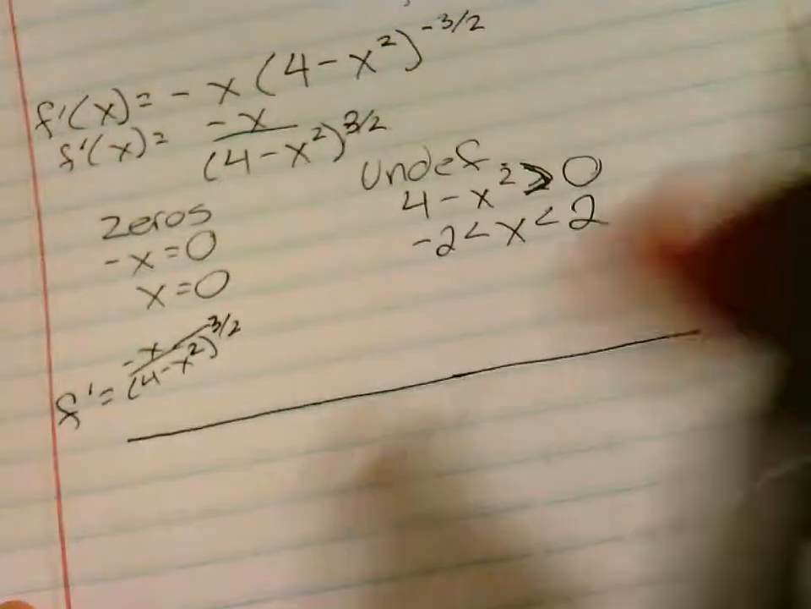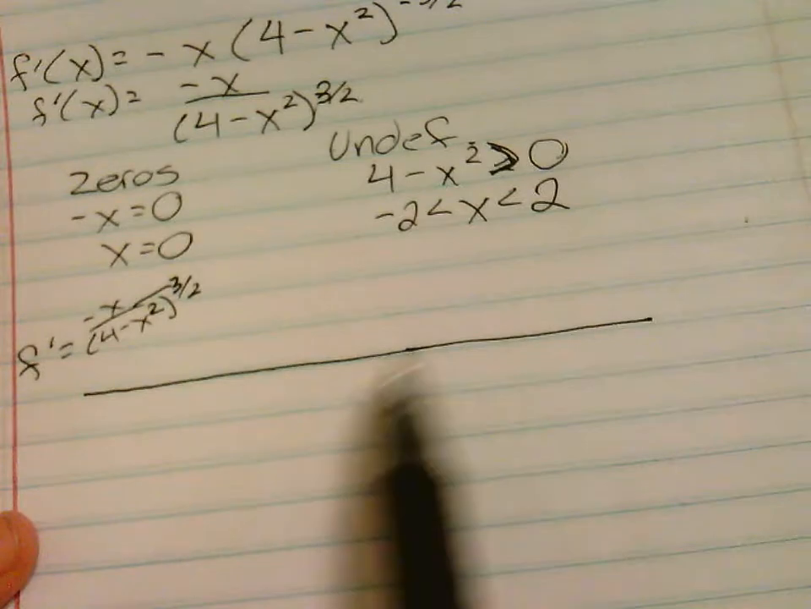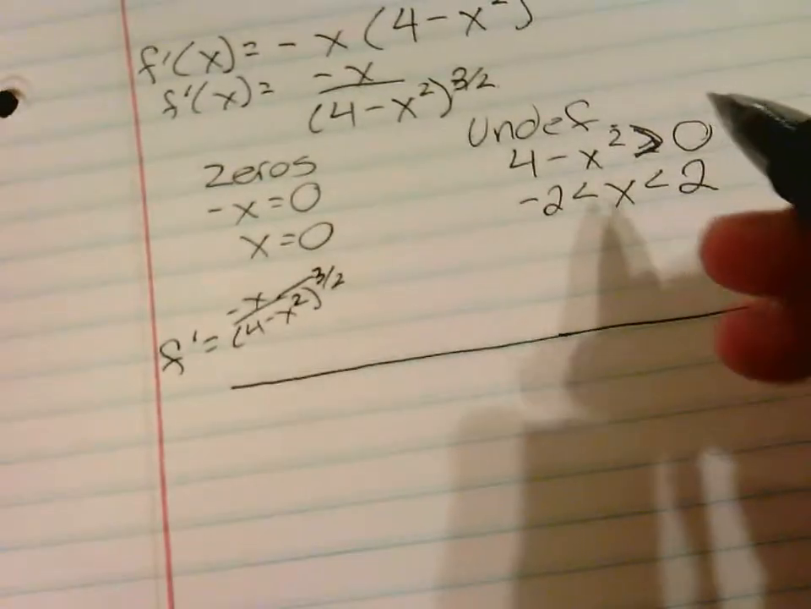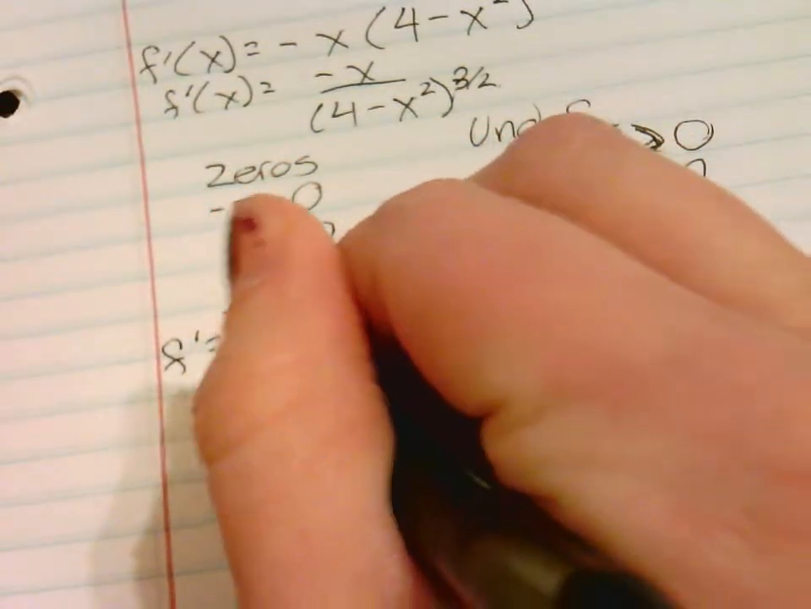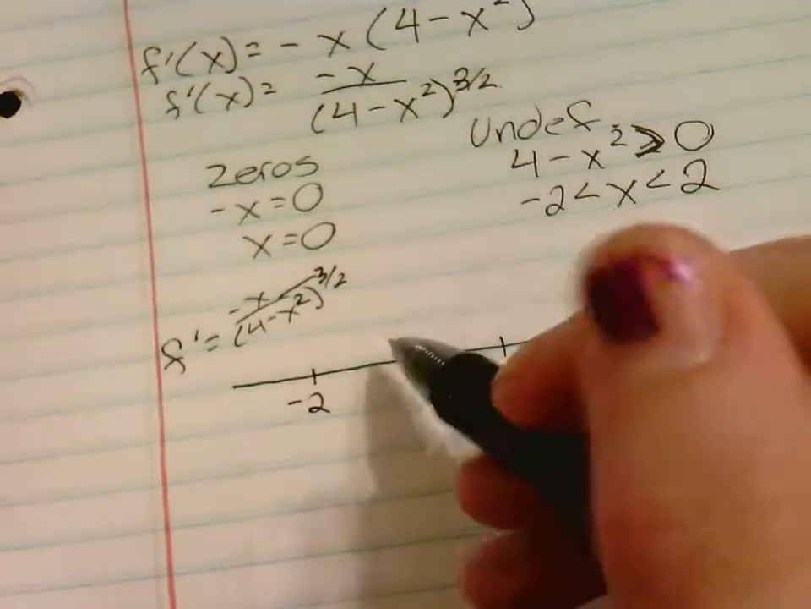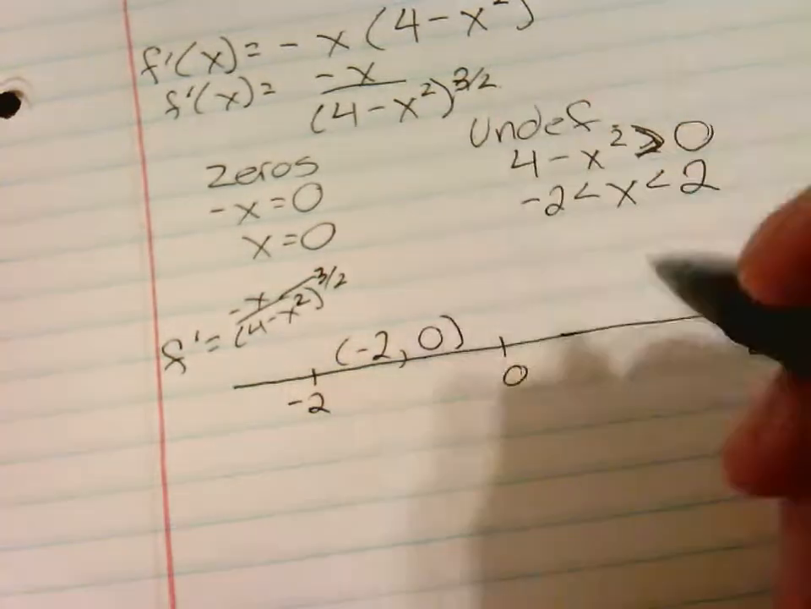On the AP Cal exam, they're going to want to see a table here. They're going to want to see you evaluate the values on the AP exam, so just watch out for that. Okay, so our domain is going to be negative 2, 0, and 2. So our intervals here are going to be negative 2 to 0, and 0 to 2.